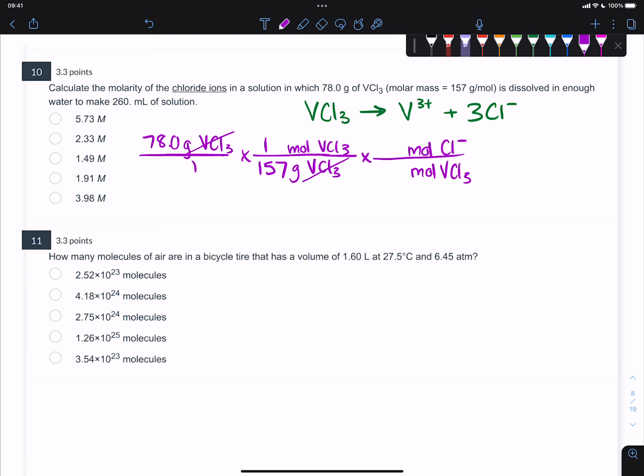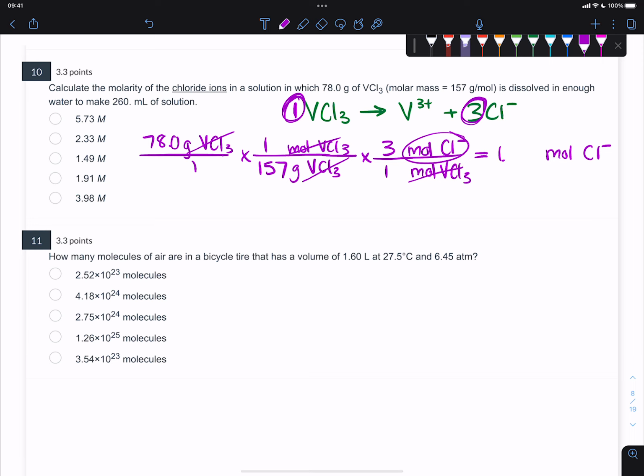If this is completely soluble, then for every 1 mole of the vanadium 3 chloride compound, we get 3 moles. That's right, there's an invisible 1 here. For every 1 mole of the vanadium 3 chloride compound, we get 3 moles of the chloride ion. And then that's going to give you how many moles of the chloride ion you have. So let's do the math there. We get 78 times 3 divided by 157.